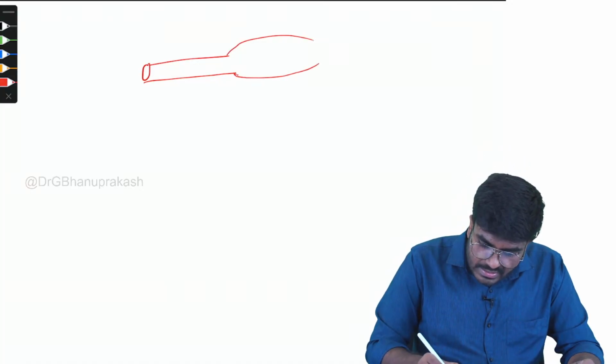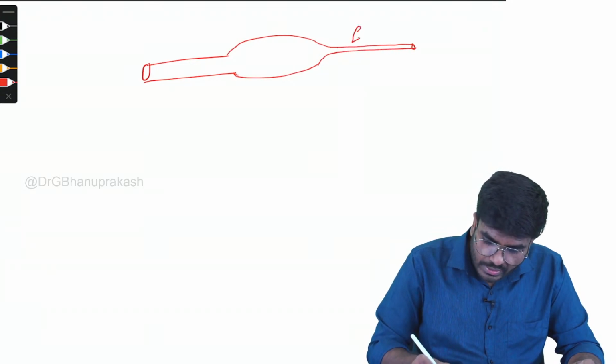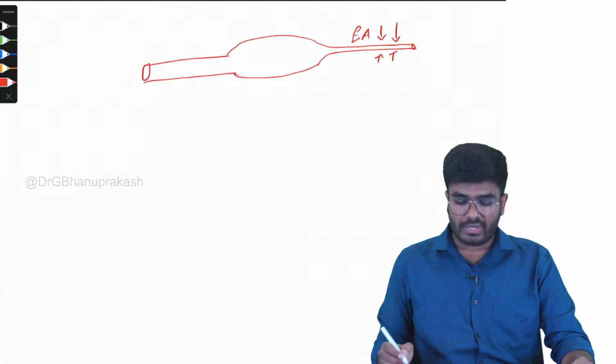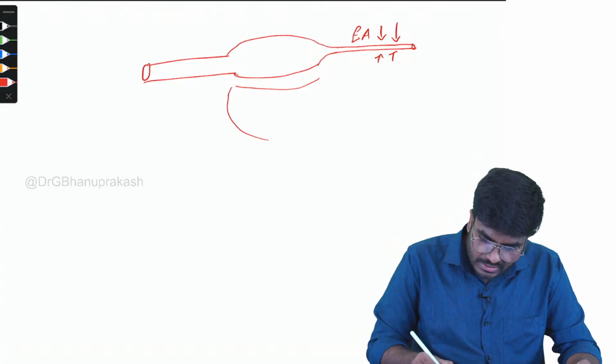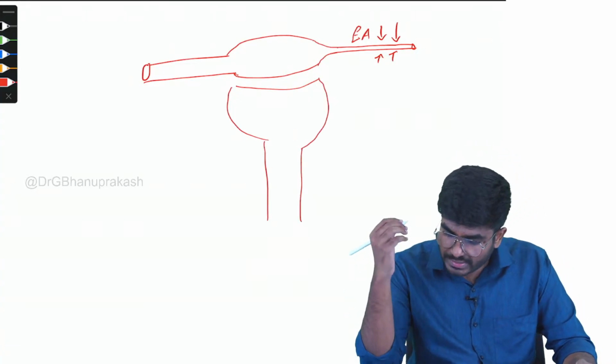Now let's constrict the efferent arteriole. Now I am constricting the efferent arteriole. Efferent arteriole is constricted. Now what happens to the glomerular filtration rate? If efferent arteriolar constriction happens, what happens to GFR? Think logically and tell me.